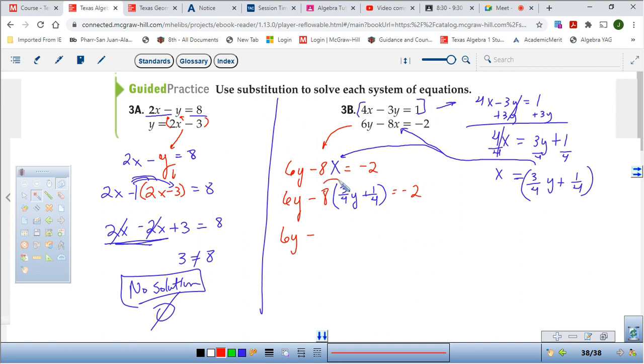Minus, okay, I'm going to multiply here times here. Remember, when I multiply these two together, guys, I'm thinking this on the side. 8 times 3, which is 24, over 4.